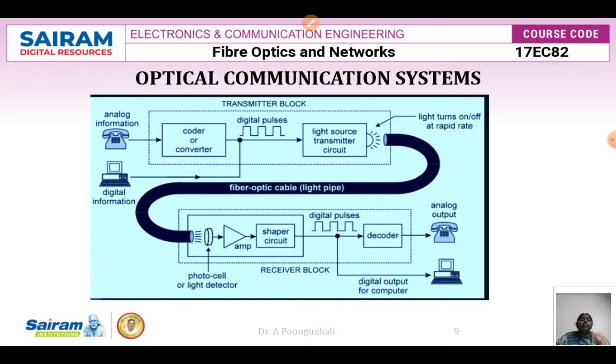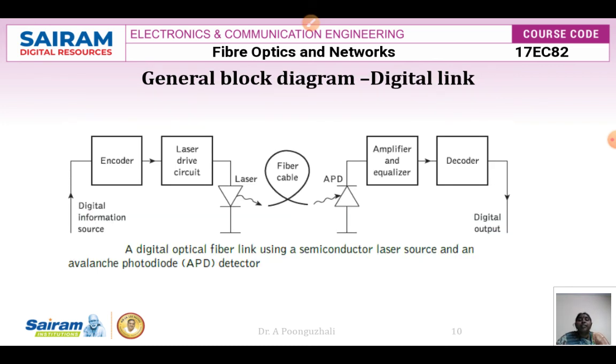Those digital pulses are decoded if it is an analog output, or directly given to the computer if it is a digital pulse. The general block diagram is the same thing using a fiber cable. The digital information source is given to an encoder, which is driven by a laser drive circuit, and this laser drive circuit drives the laser to emit light. Then the modulated signal is transmitted through the fiber cable.